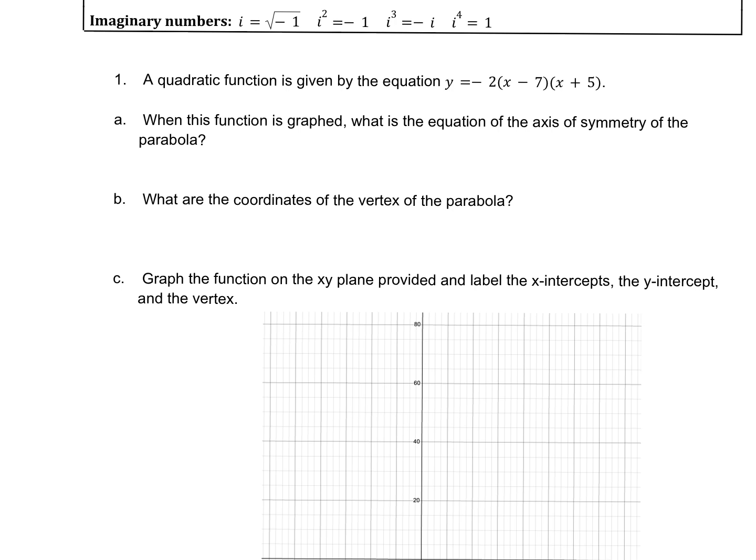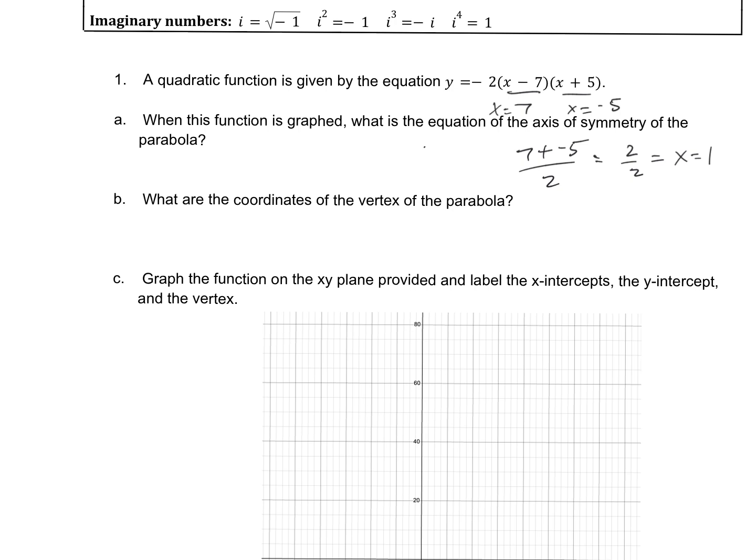Okay, so I'm given the quadratic equation y equals -2 times x minus 7 times x plus 5. It asks, what is the equation of the axis of symmetry? I know it's going to be the average of the x-intercepts. Whatever makes these two factors 0 are the x-intercepts, so that'll be x equals 7 and x equals -5. If I take 7 plus -5 and average those, that will be the axis of symmetry. So that'll be 2 over 2, or x equals 1.